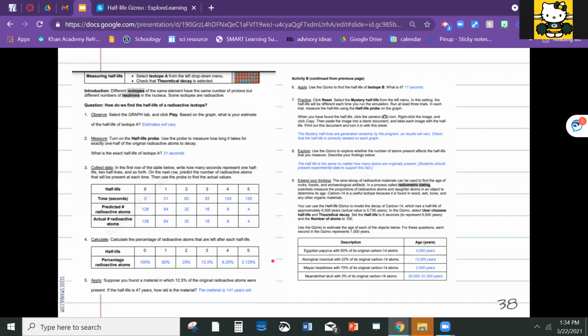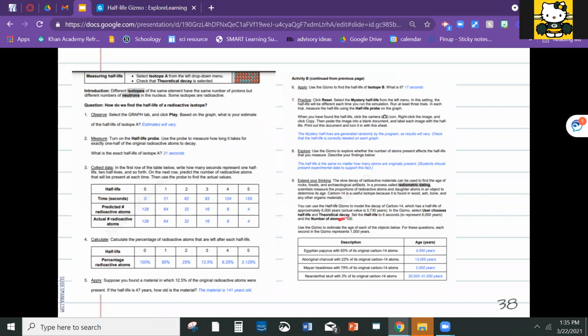Here it says, the slow decay of radioactive materials can be used to find the age of rocks, fossils, and archaeological artifacts. This is a process called radiometric dating. Scientists measure the proportion, like we did over here for number 5, of the number of radioactive atoms compared to daughter atoms in an object to determine its age. Scientists like to use something called carbon-14 because it is found in wood, ash, bone, and other materials that are commonly found in artifacts.